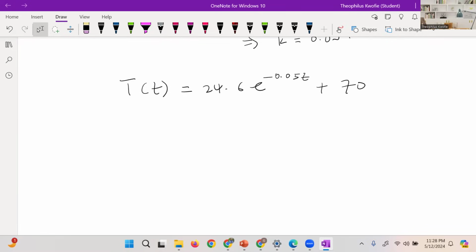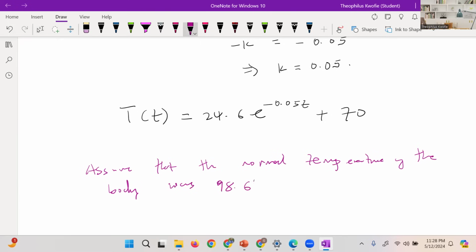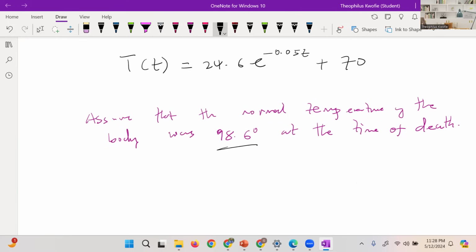the normal temperature of the body was around, let's say, 98.6 degrees. Okay, so we assume over here, we're going to assume that the normal temperature of the body was, let's say, 98.6 degrees at the time of death. Okay, so let's take note of that. So we are just going to use this.